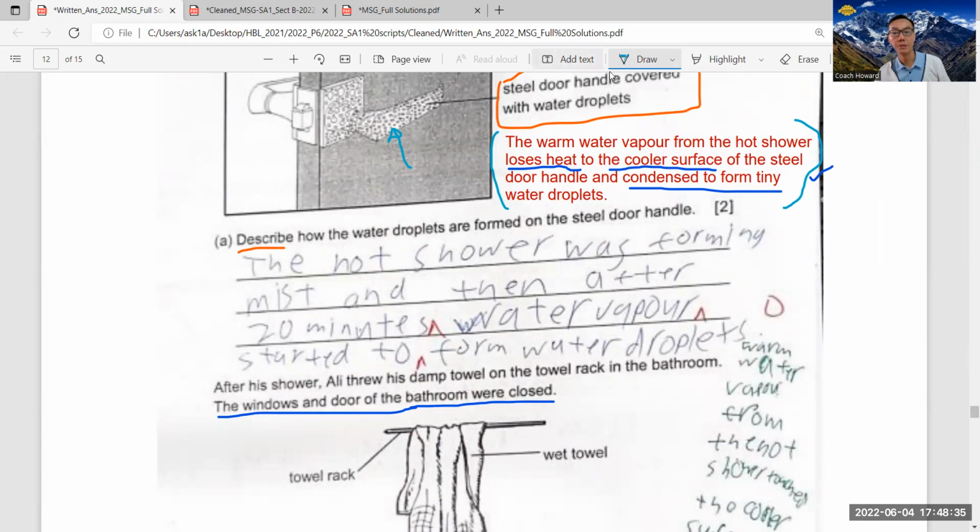Okay, so you take note of this part. The warm water vapor. Okay, you copy down this one, the answer. I'll send over here as well.